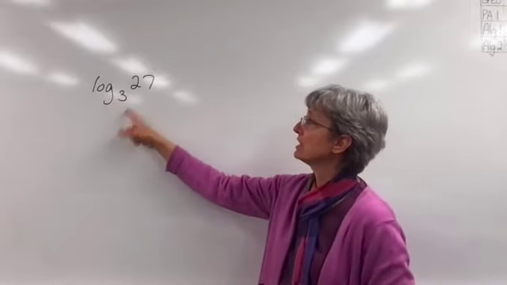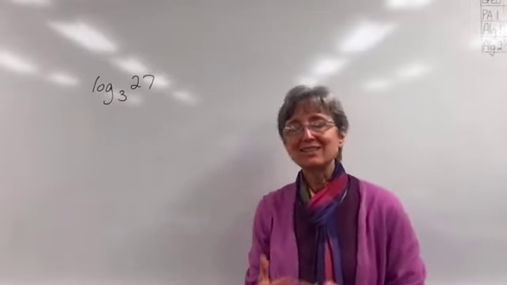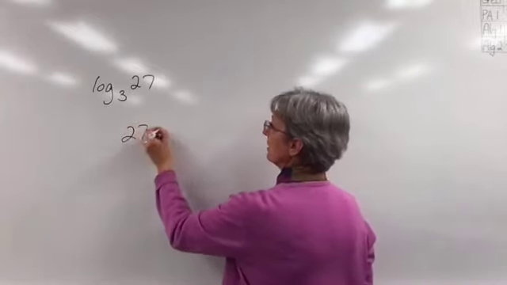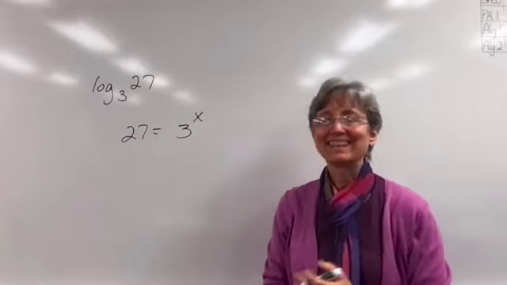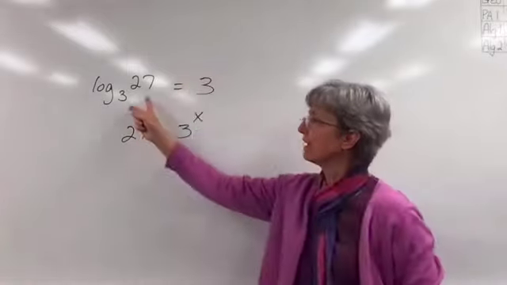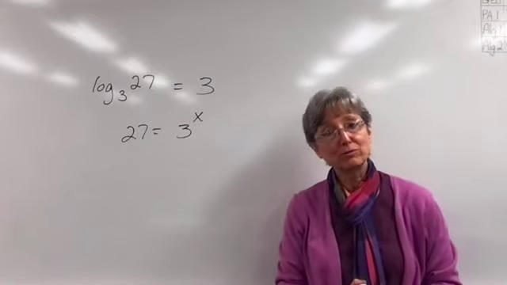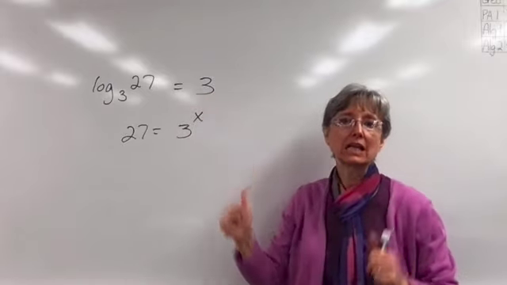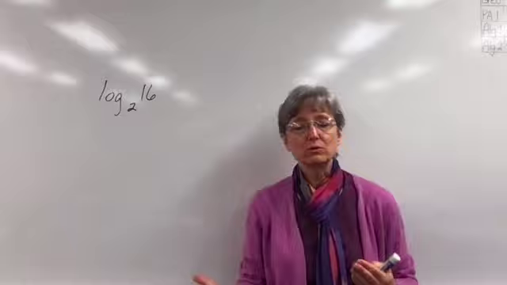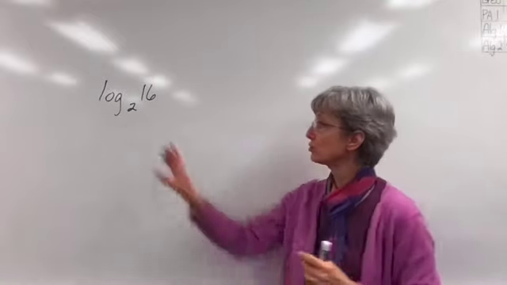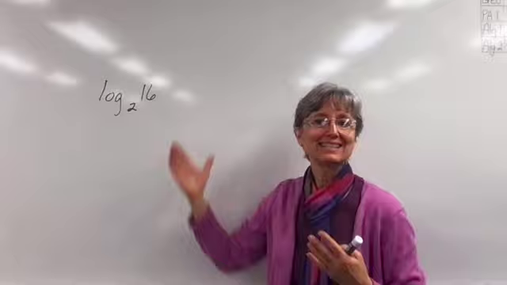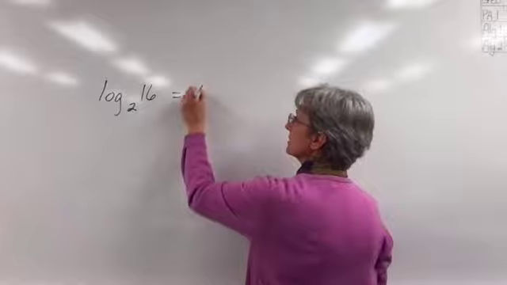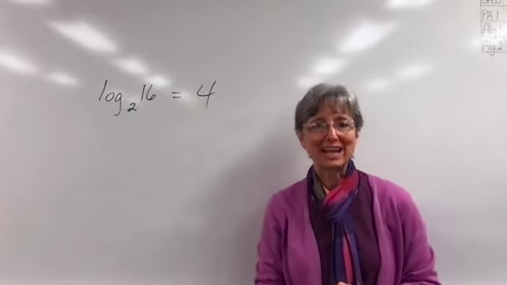What's the value of log base 3 of 27? Which basically means 3 to what power? If I rewrite it this way, 27 is 3 to what power? The answer is 3. So the value of this is 3, because 3 to the power of 3 is 27. Remember, in a log problem, our answer is the exponent. Okay, what's the value of log base 2 of 16? Which means 2 to what power is 16? 2, 4, 8, 16. It's 4. The value of this is 4. Remember, your answer is the exponent.